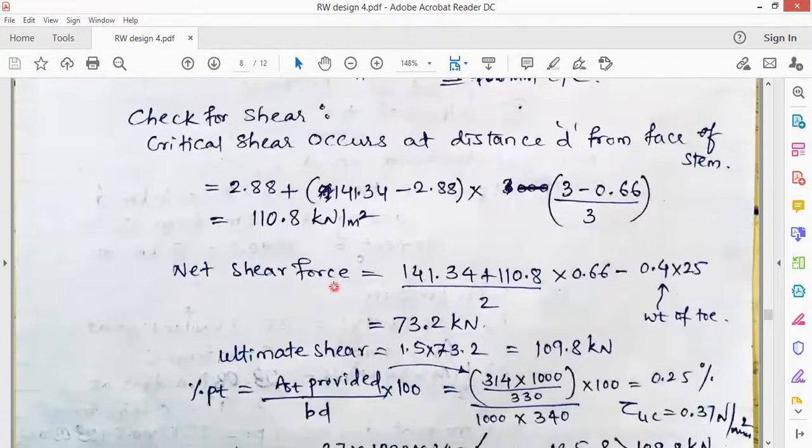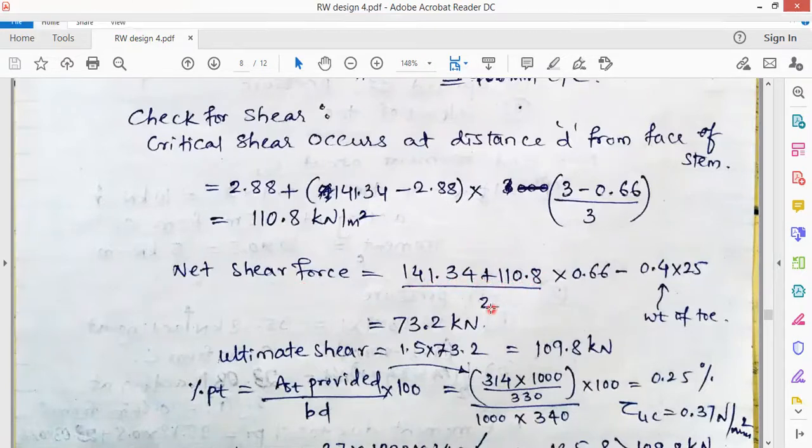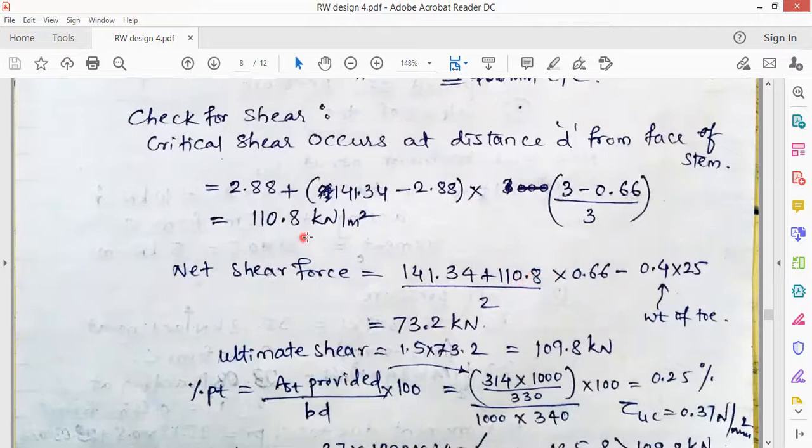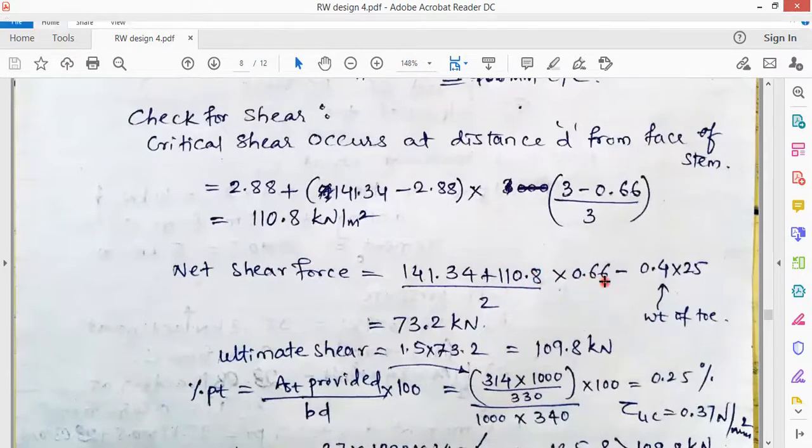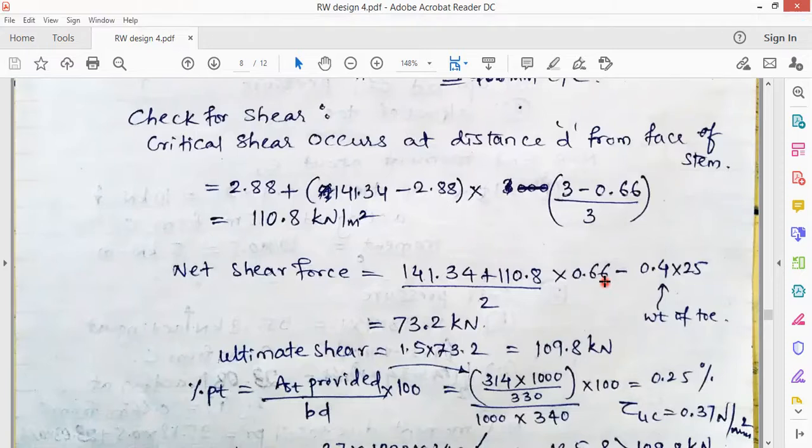So net shear force is equal to the average of this, that is the area of the trapezoid, into distance will give us total net pressure. So it is 141.34 plus 110.8 by 2, that is the average of these two sides. And what is the distance? It is 0.66. Why 0.66? Because the total length of the toe is 1 meter. And what is the depth provided? Depth provided is 400 mm, right?